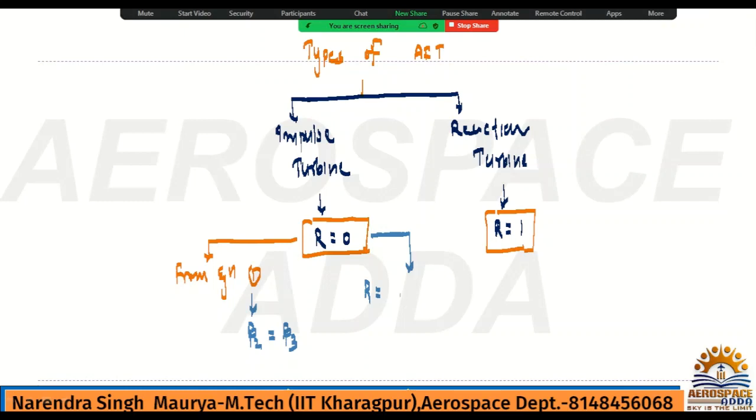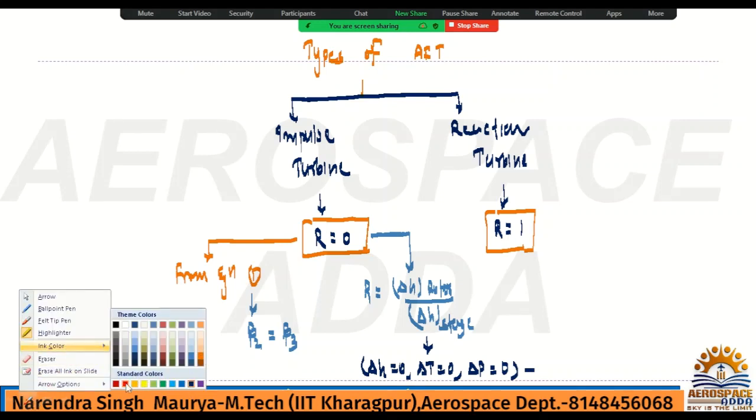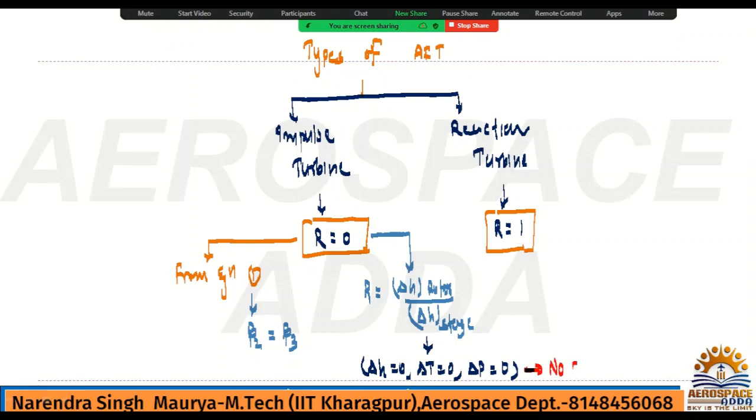So R is 0, that means enthalpy drop in rotor divided by enthalpy drop in stage is 0. Its meaning is very clear: delta H will be 0, delta T will be 0, and delta P will be 0. That indicates there is no expansion in rotor. You remember, okay? I am going very short because I have explained everything on full scale in the compressor, so I don't want to repeat the same thing here. In short I am just telling you.